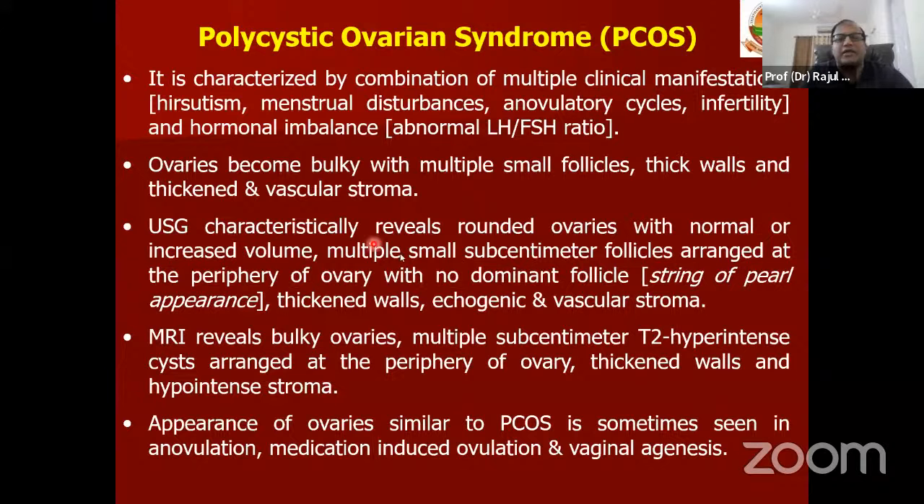So ultrasound characteristically reveals round ovaries with normal or increased volume, and multiple small sub-centimeter follicles, usually less than 10 mm, arranged at the periphery of the ovaries with no dominant follicle. This has been characteristically described as a string of pearls appearance. The ovary has thickened walls and echogenic and vascular stroma. The MRI also will show bulky ovaries. The follicular cysts will be seen as sub-centimeter T2 hyperintense cysts, and the thickened walls will be seen as hypointense walls on T2, and the stroma will also be seen as hypointense stroma on T2 weighted images.